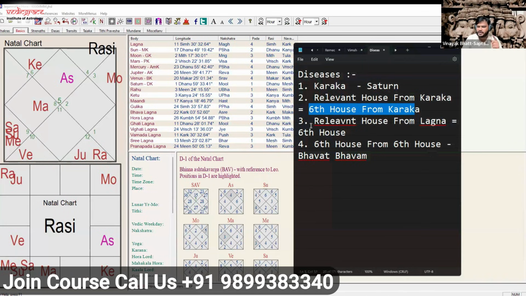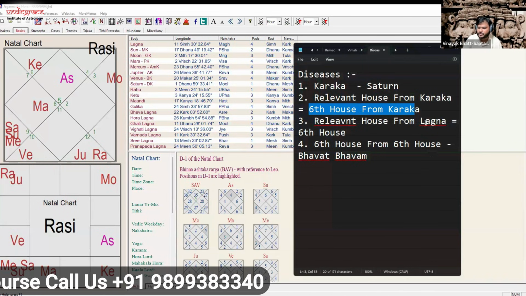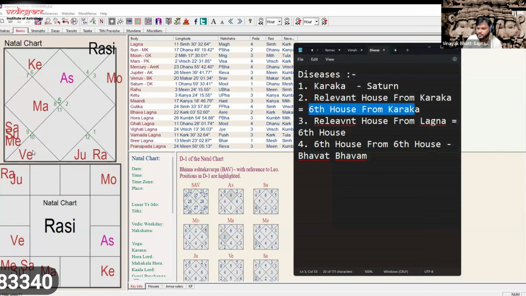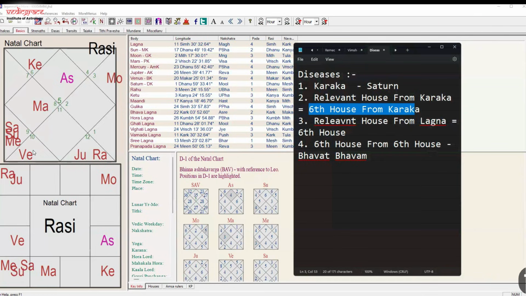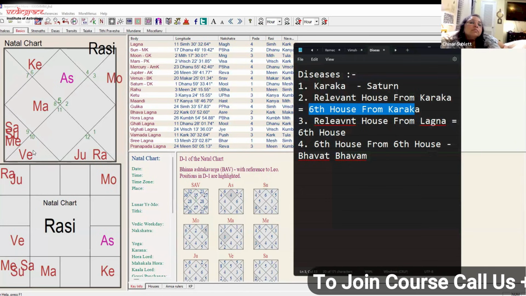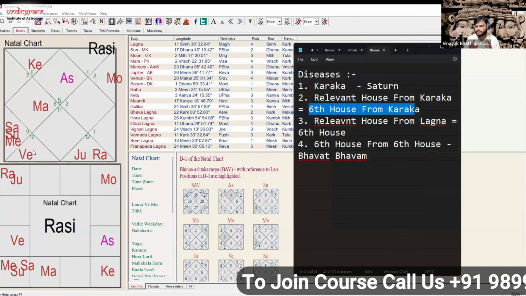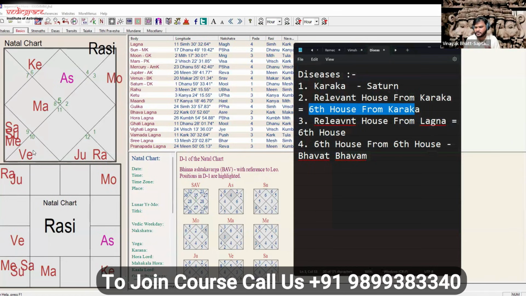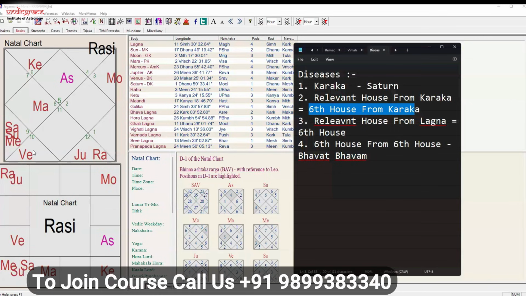Clear? Now in the third point, when you see the relevant house from Lagna, again Venus is coming. Now you have double surety that it has something to do with Venus, such as diabetes. Are you understanding the beauty of this? It is getting easier, no? Okay, so now you understood.